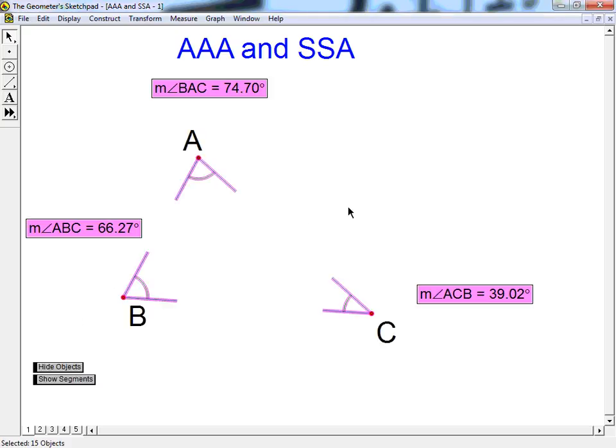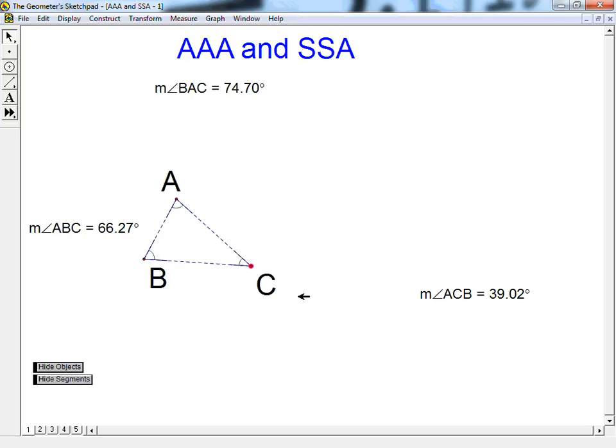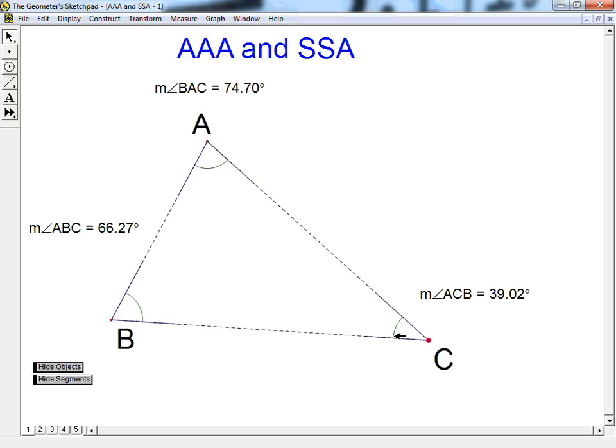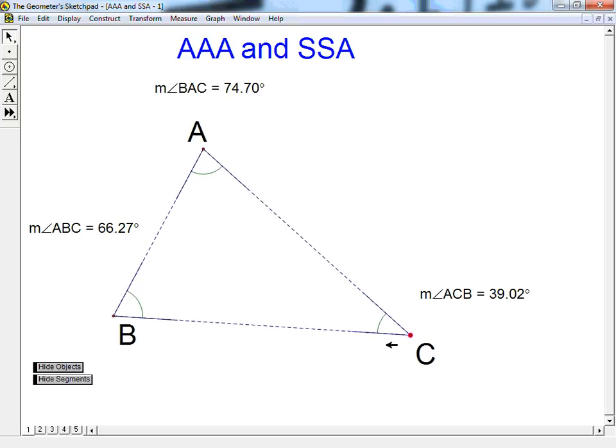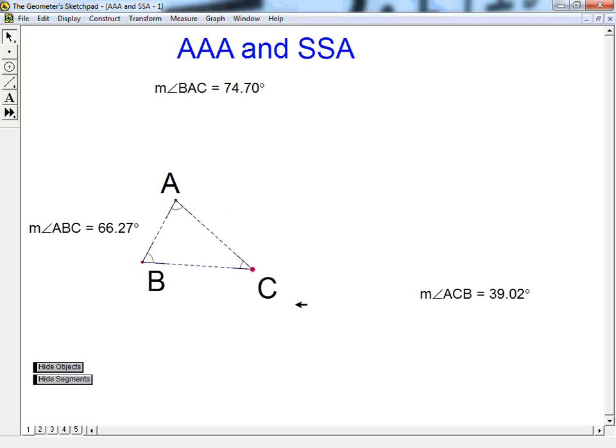I'm going to have three angles given. You see my three angles there, and the measurements for each are there. Since we have triangles, those angles are there. Let me just connect the points with a dotted line. I notice that if I move a point, I make a triangle. Now if I move a point, I make a bigger triangle. But notice that my angles don't change. My angles are the same.